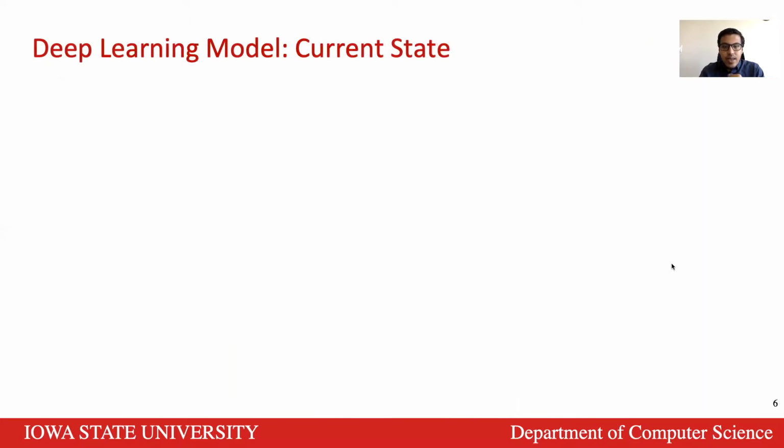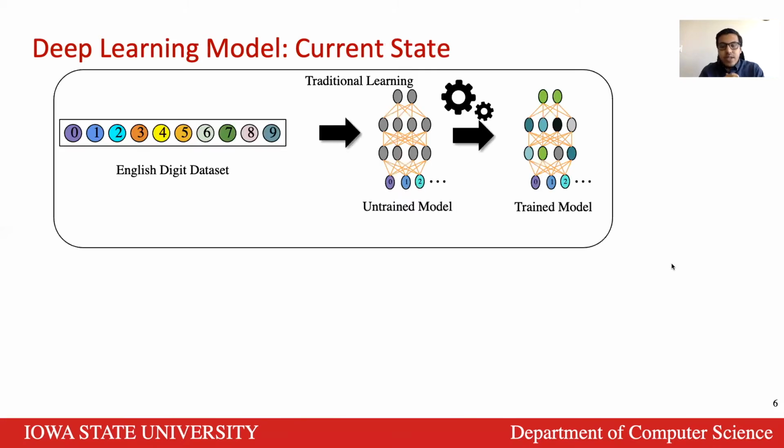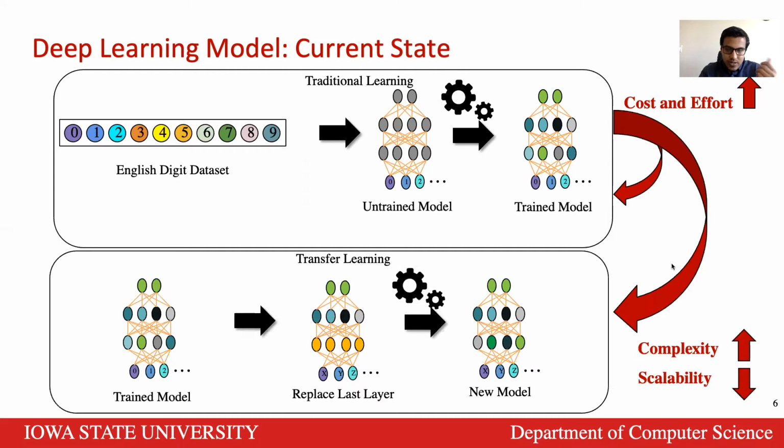Now, in the current state, a deep learning model can broadly be built in two ways. First, building from scratch. However, if we want to change something in the model, we have to train from scratch, which increases the cost and effort significantly, as training from scratch is always very expensive. Or we can use transfer learning. Transfer learning increases the complexity, as a significant level of expertise is needed to do so, and decreases the scalability, as this operation can only be done if the model structure matches.